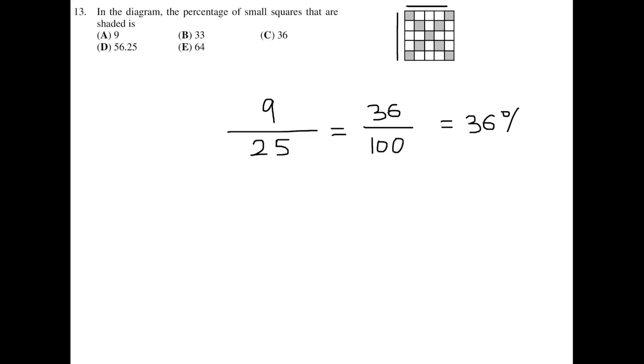In the diagram, the percentage of small squares that are shaded is. Okay, since that's the only information they've given me, I'm assuming that all the squares are equal in value. And how many are there? There's 5 over here and 5 over here, so there's 25 total squares. And the number of squares that are shaded: 1, 2, 3, 4, 5, 6, 7, 8, 9. And you can multiply top and bottom by 4, and that'll give you 36 over 100. And this is, of course, 36%. So the answer is C.